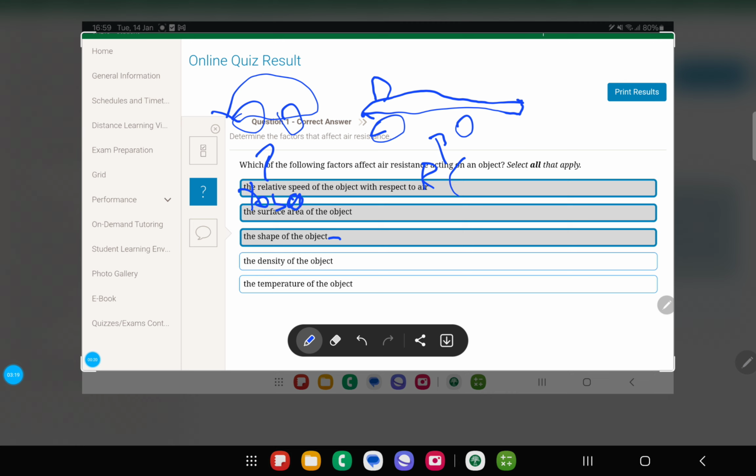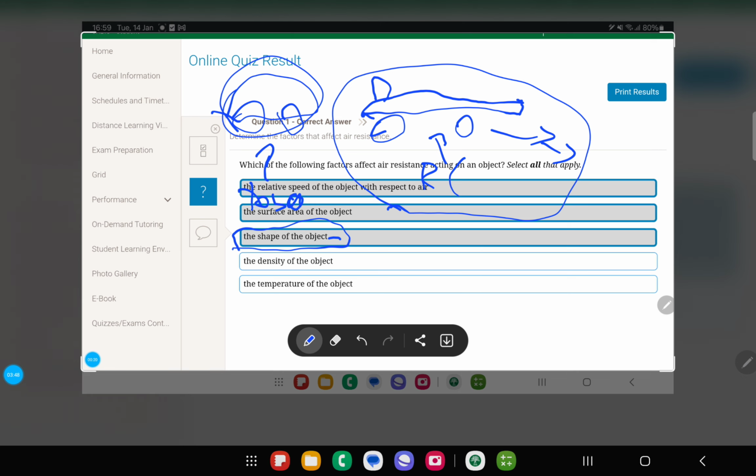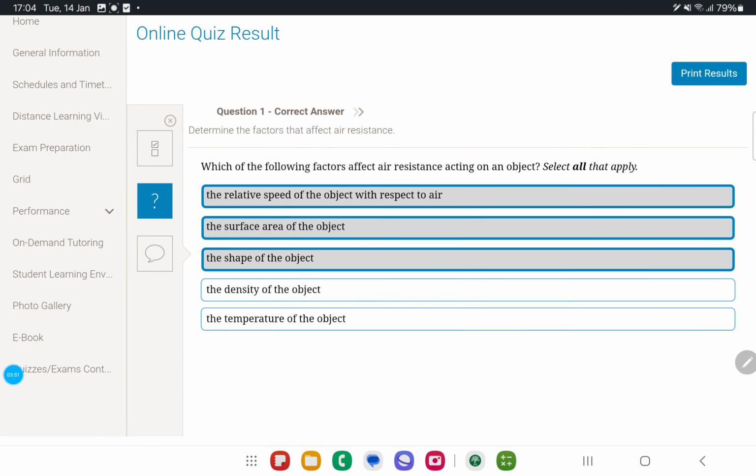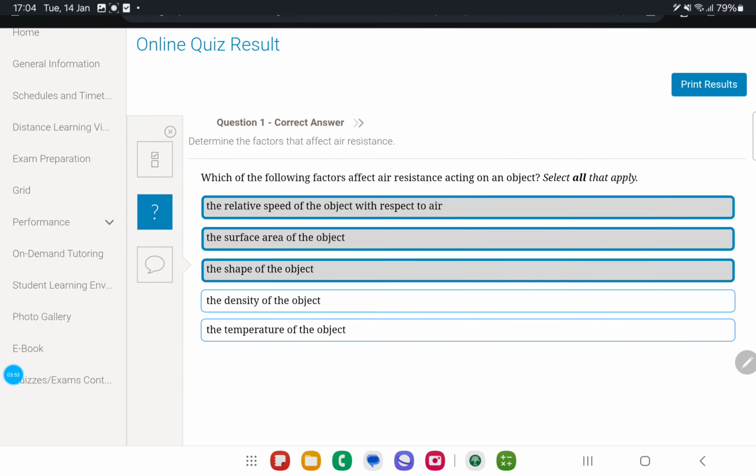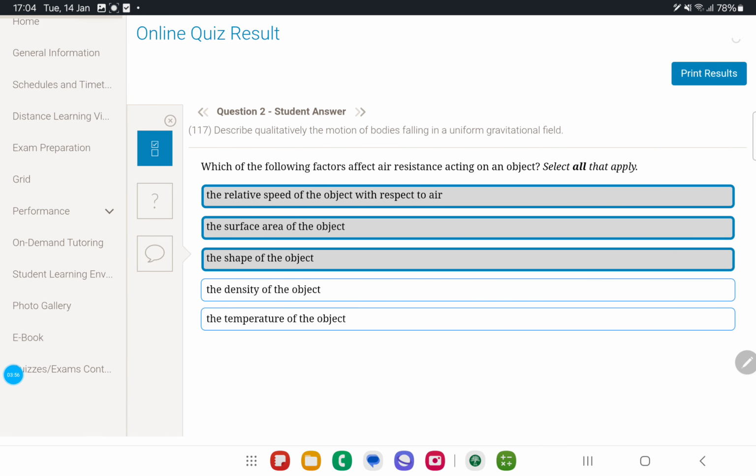That way, less air resistance will affect it, and it will go even faster. That's why racing cars are way faster than Toyota cars or whatever cars you use, Jeep or whatever. They're just normal cars that have a good speed, but racing cars are specifically built like this to race and be really fast. That's why the shape of the object matters. That's it. Density, of course not, and temperature doesn't have anything to do with this.